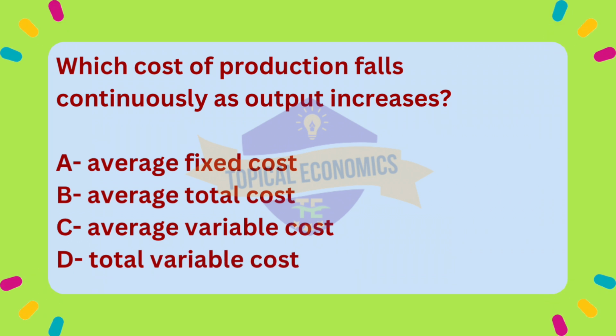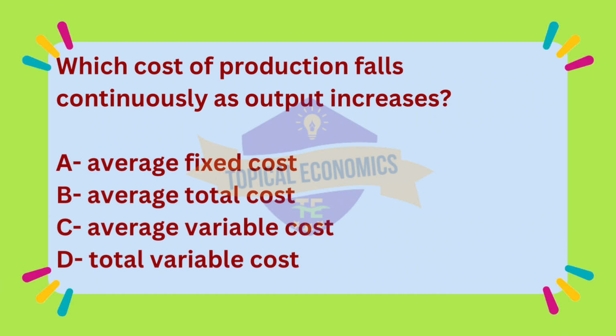The correct answer for this question is option A. Average fixed cost is the total fixed cost divided by the quantity of output produced. Fixed costs, such as rent or salaries of permanent staff, do not change with the level of output.